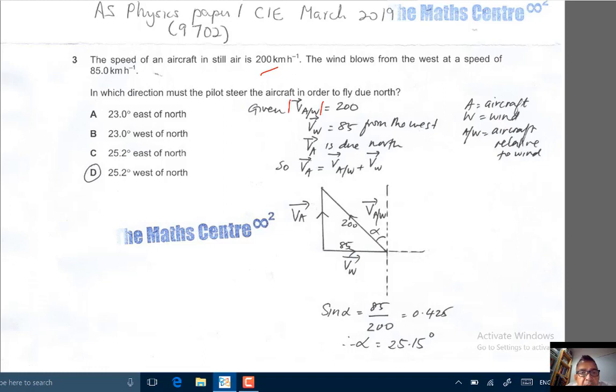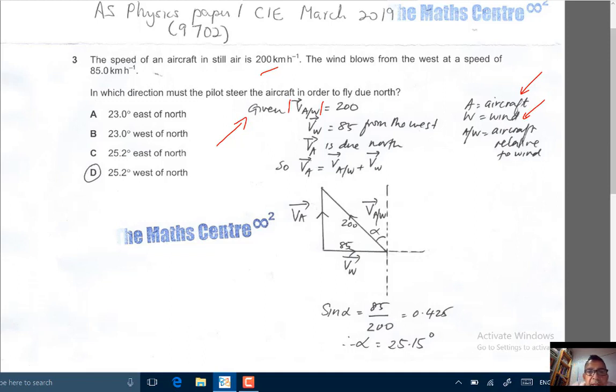So what are we given? We are given the speed of an aircraft in still air. Let's just talk about the notation I'm using. A is aircraft, W is wind, and A/W is aircraft relative to wind.